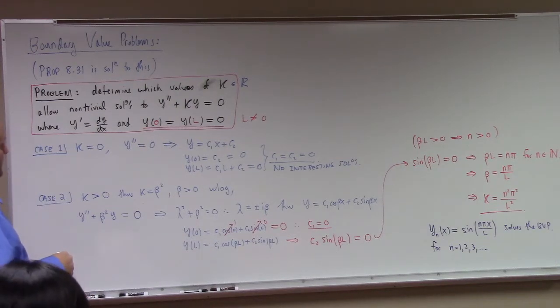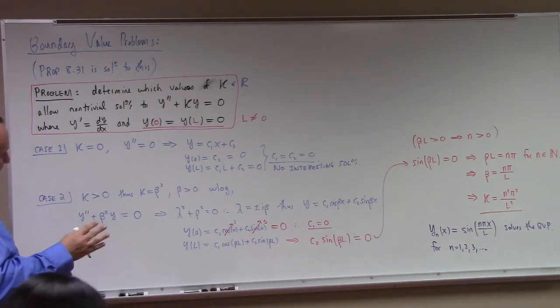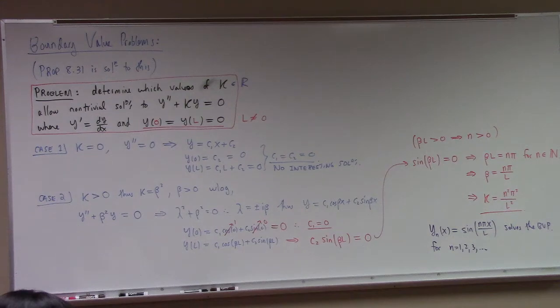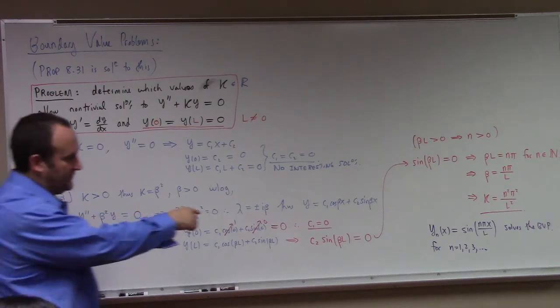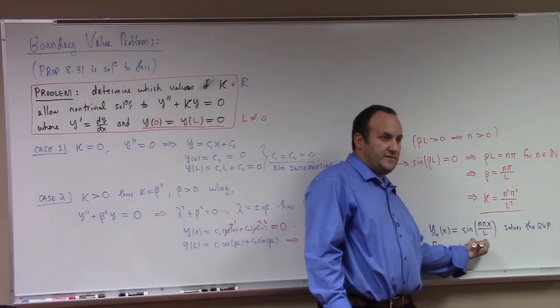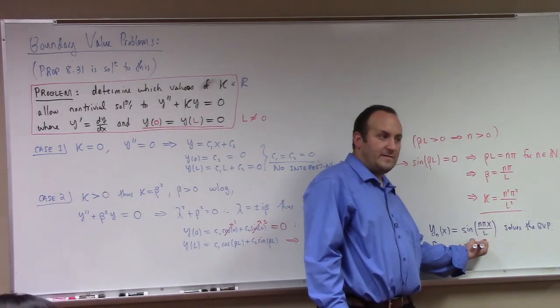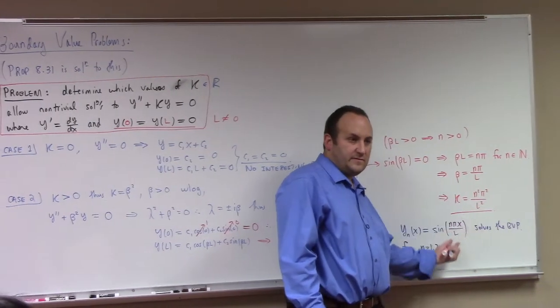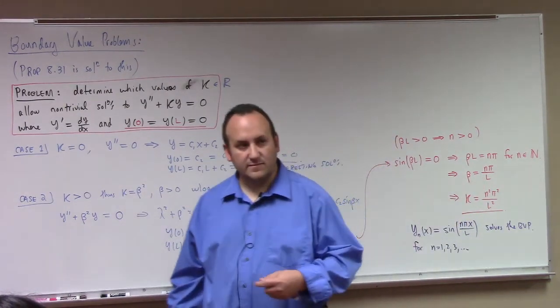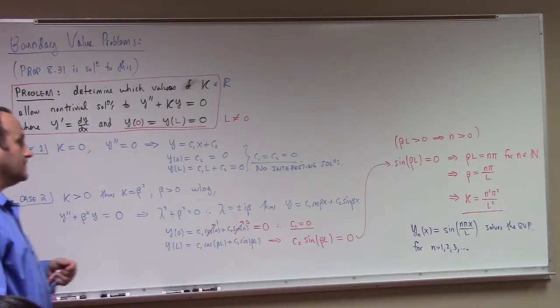But in that case, the solution is sine of n pi x over L, right? And you can check that the solution makes sense. For each n, this works. What happens to this function when you plug in x equals 0? You get 0. What happens when you plug in L? The L's cancel, right? And you get sine of n pi, but sine of n pi is 0, all right?